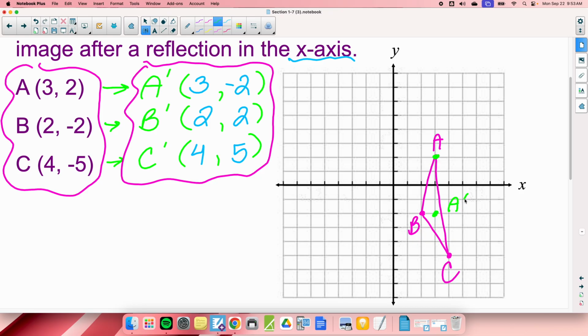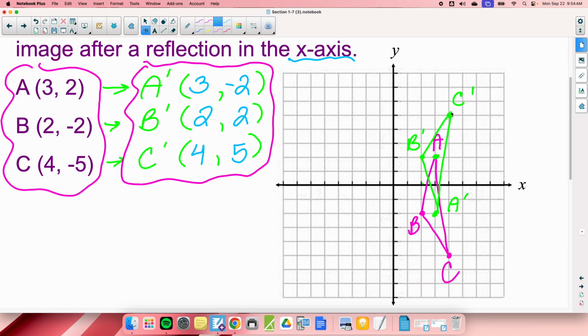Then for B, notice B is below the x-axis. So what I have to do for B is count up. And if I count up, it's 2 away if I go straight up. And then I go 2 in the other direction, and that's B prime. And then for C, it's 1, 2, 3, 4, 5 below. So then I go 5 up. 1, 2, 3, 4, 5. And that is my C prime. And then when I'm done, I connect the dots.